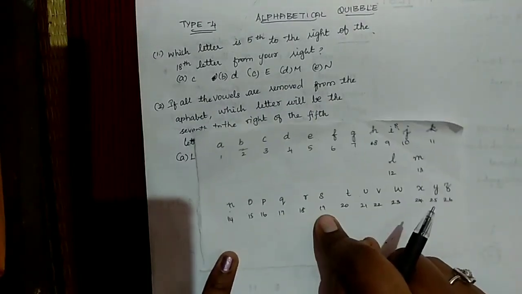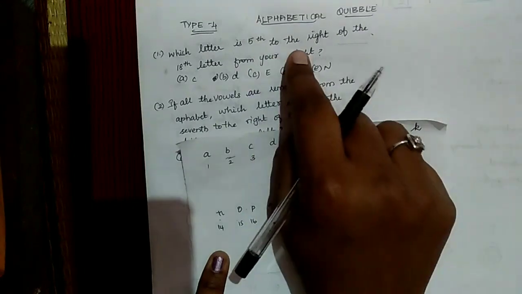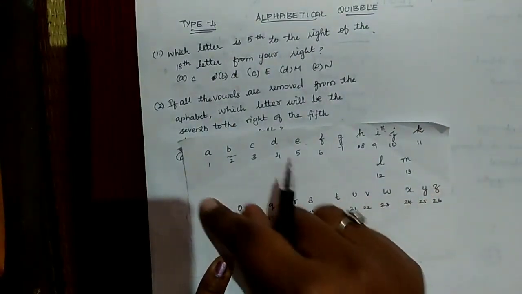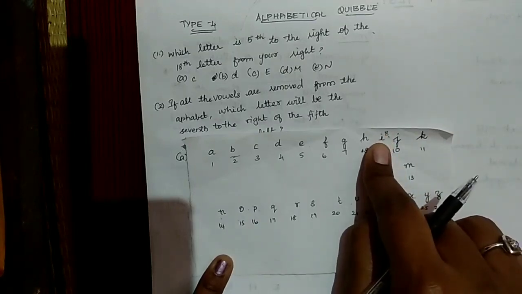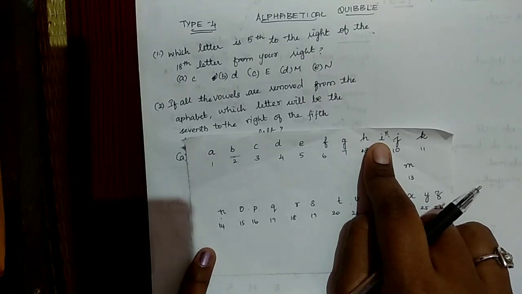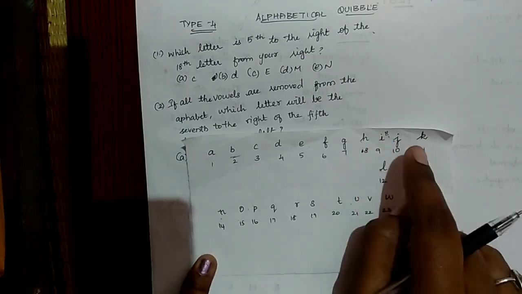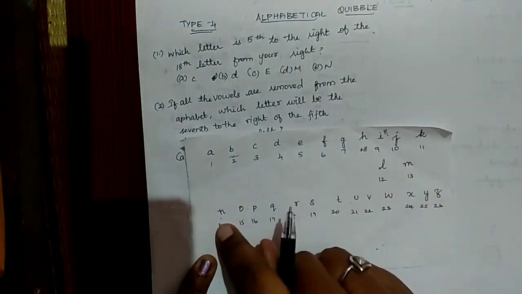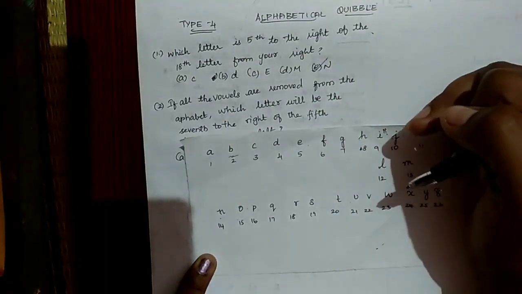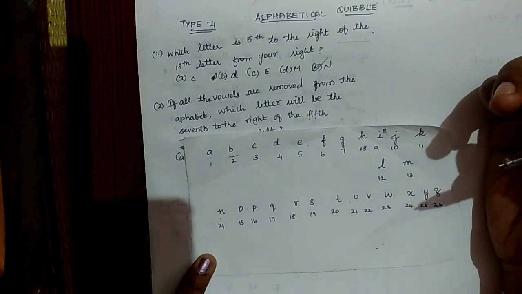Okay, then the 5th to the right of the 18th letter from your right. From our right, the 18th letter is I. And what is the 5th to the right of the 18th? While we are checking the 5th letter, 1, 2, 3, 4 and 5. Answer is N. So the option E is correct. The N is the 5th to the right of the 18th letter from your right.